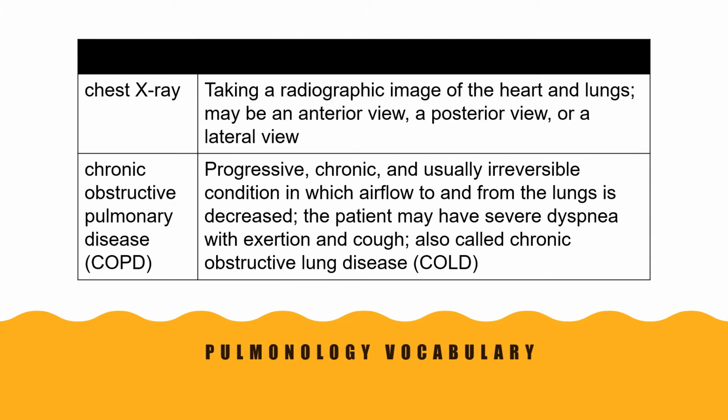A chest x-ray is used to take a radiographic image of the heart and the lungs, and it may be an anterior, posterior, or lateral view. Chronic obstructive pulmonary disease, abbreviated COPD, is a progressive, chronic, and usually irreversible condition in which airflow to and from the lungs is decreased. The patient may have severe dyspnea with exertion and cough. It's also called chronic obstructive lung disease, or COLD.